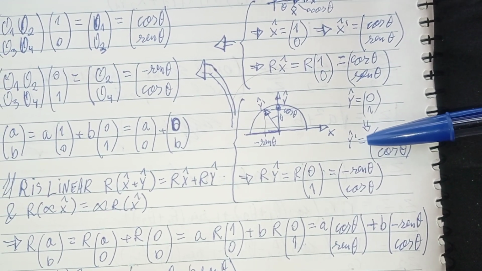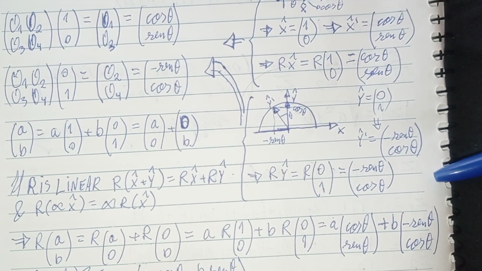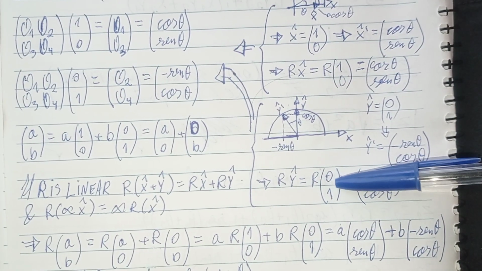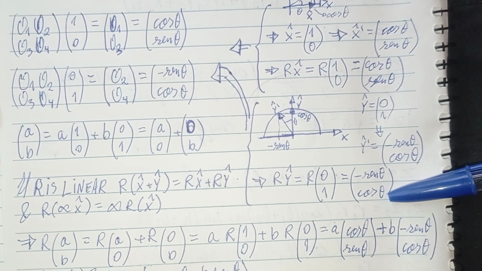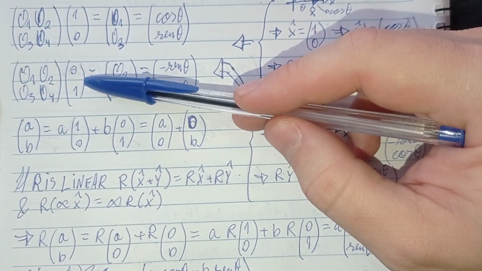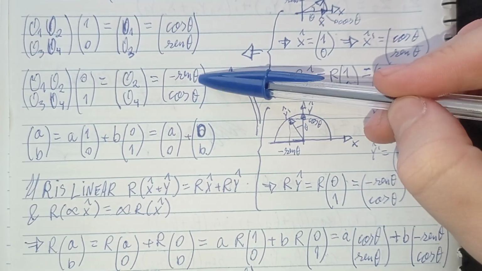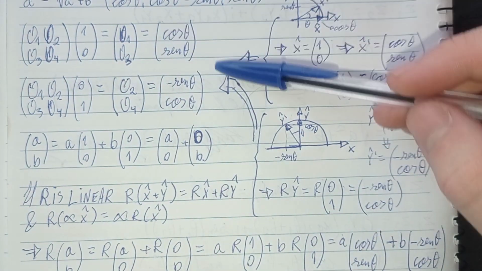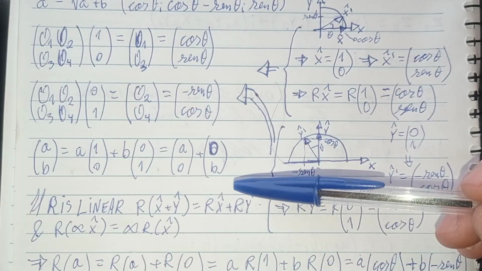rotated into the vector y prime hat, which is minus sine theta, cosine theta in the vector notation, so that a rotation of y hat is going to be a rotation on 0, 1, which is minus sine, cosine, so that we can obtain the following, that the rotation matrix on y hat is going to be O2, O4, which is minus sine, cosine, which incidentally gives us the values of O2 and O4, which means that this type of reasoning already gives us what is the rotation matrix.